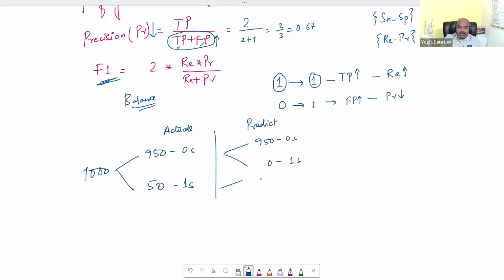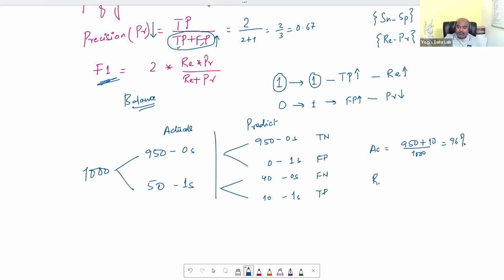In this case, I ended up predicting 40 zeros and 10 ones. Now, what is this? This is the number of true negatives. This is false positive. This is false negative, and this is true positive. So if you look at the accuracy, it is 950 plus 10 divided by 1000, which is 96% accuracy.